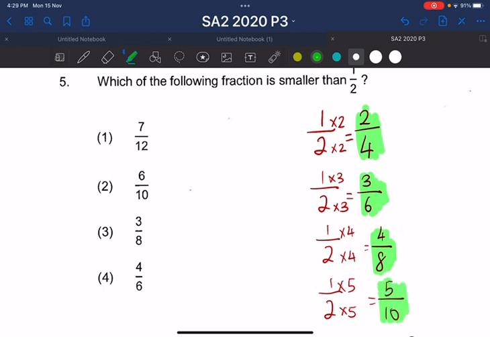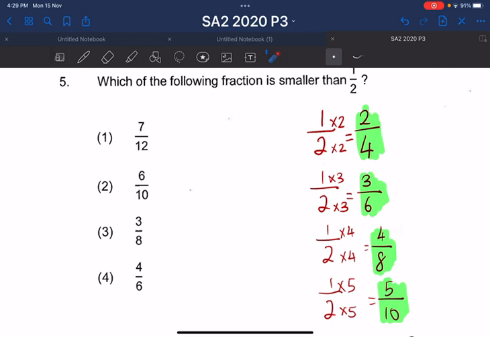Now all these are basically your halves, right? Because they were born from the halves that were originally 1/2. Okay, 2 quarters is the same as half, 3/6 is the same as half, 4/8 is the same as half, and 5/10 is also the same as half.